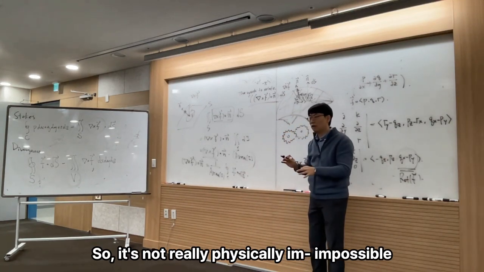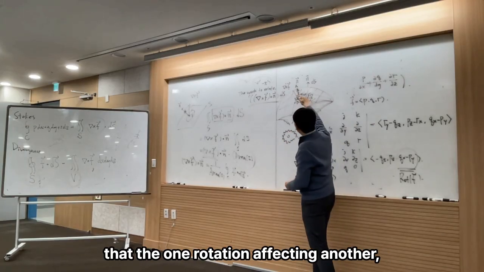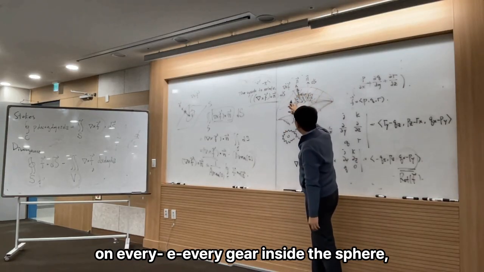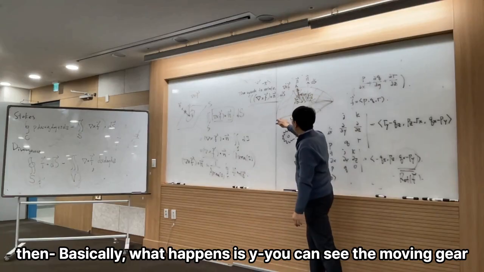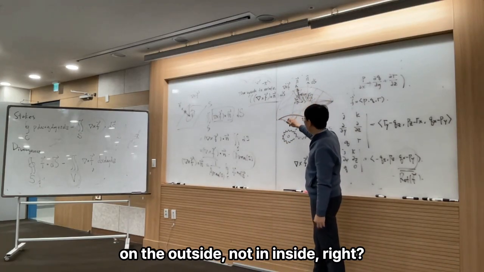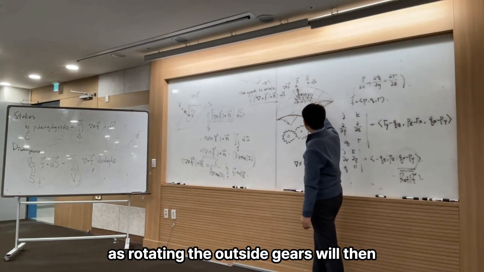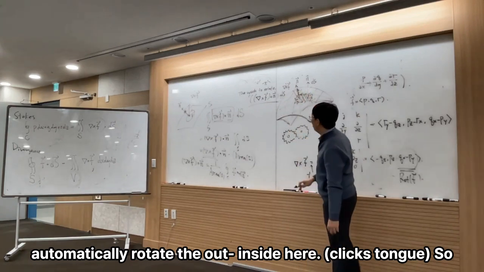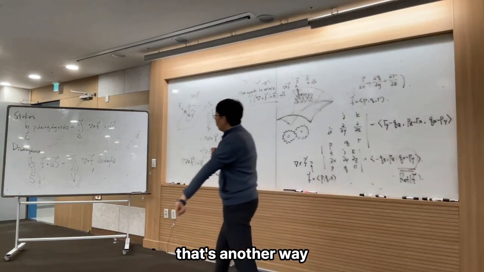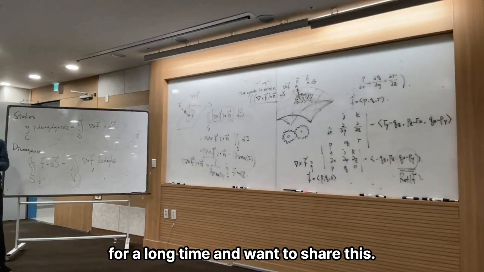It's not really physically possible to implement here, but just imagine this kind of situation: one rotation affecting another. If you want to do a rotation on every gear inside the sphere, you can see the moving gears on the outside, not inside. Rotating the outside gears will automatically rotate the inside. So that's another way you can explain the Stokes theorem. I'm not saying this is the only way. I just thought about this for a long time and want to share it.